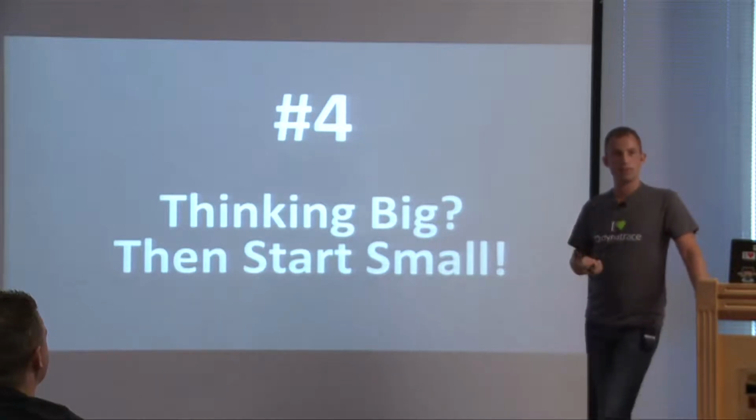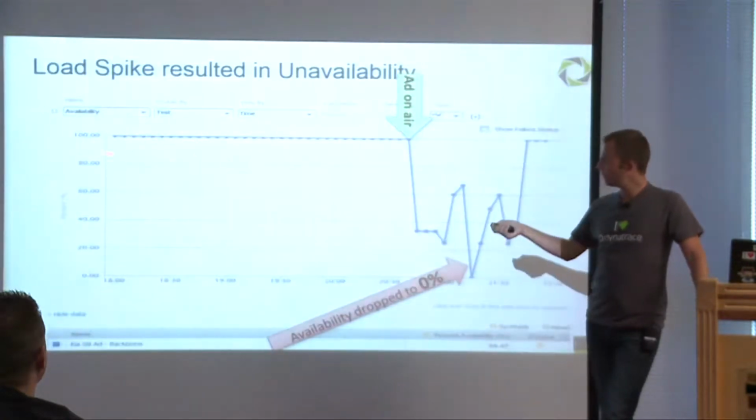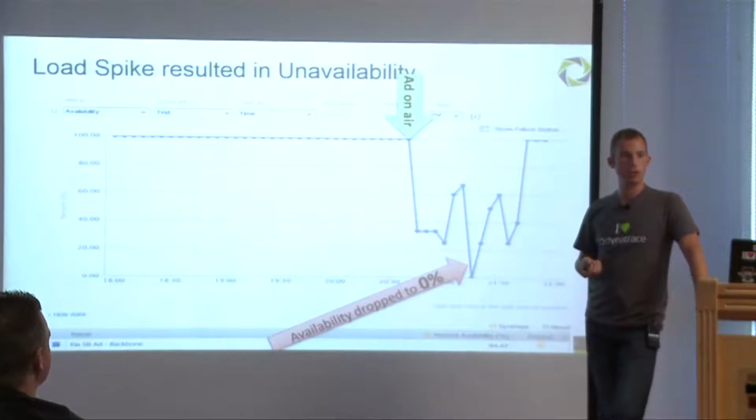You will see the same chart again that I showed you before. This is the availability chart of Kia.com during the Super Bowl. They were 100% available until the ad went on air, and then the site became unavailable. And the reason here is there's some interesting things. There were multiple reasons.